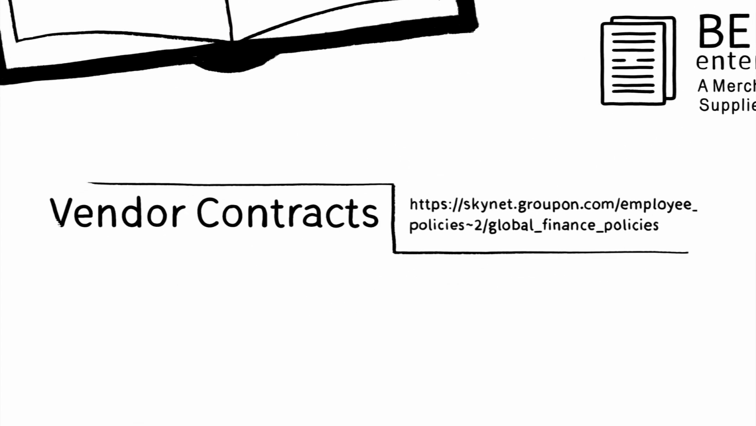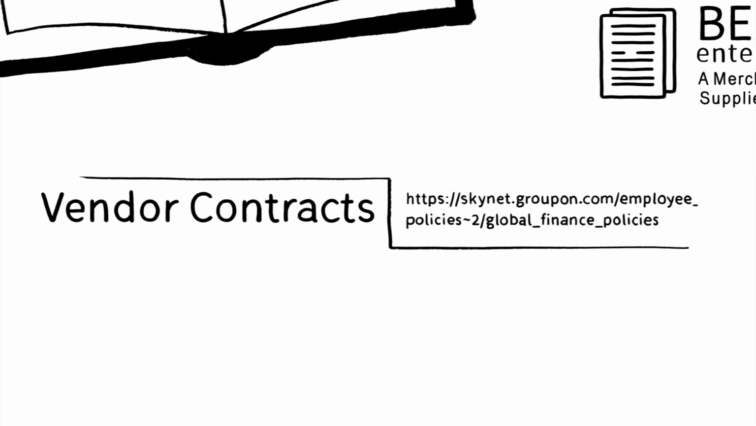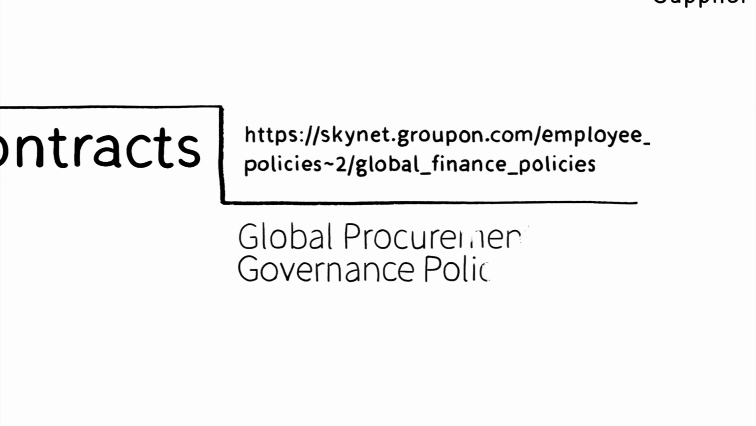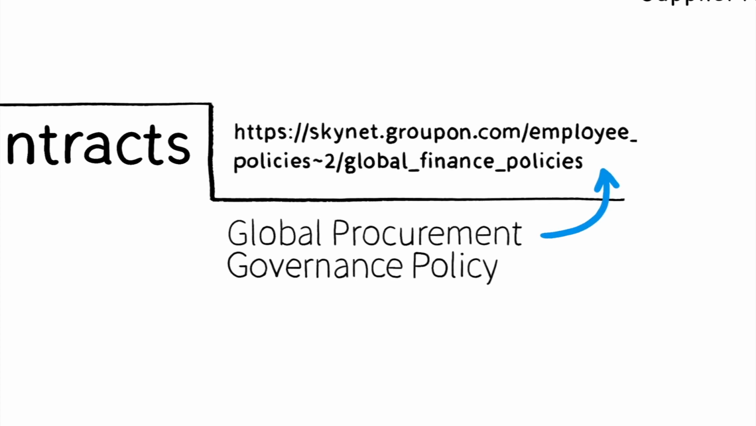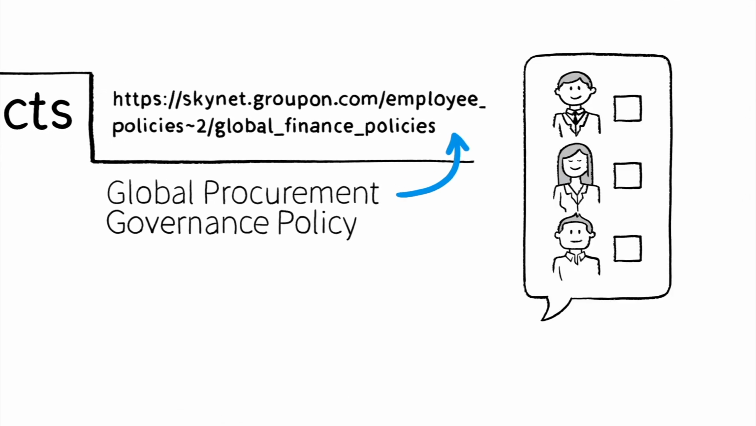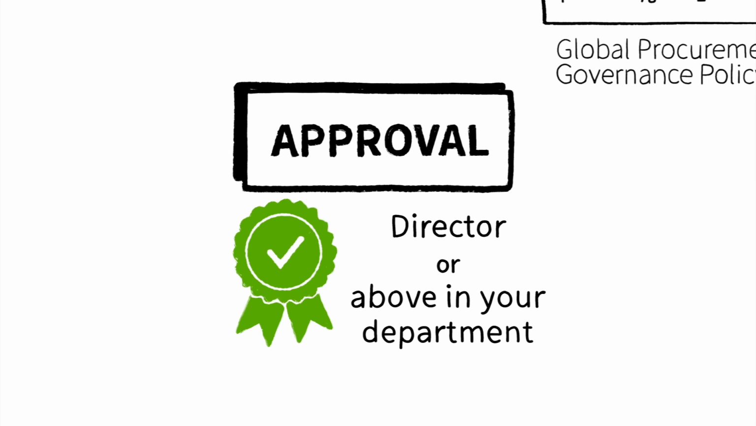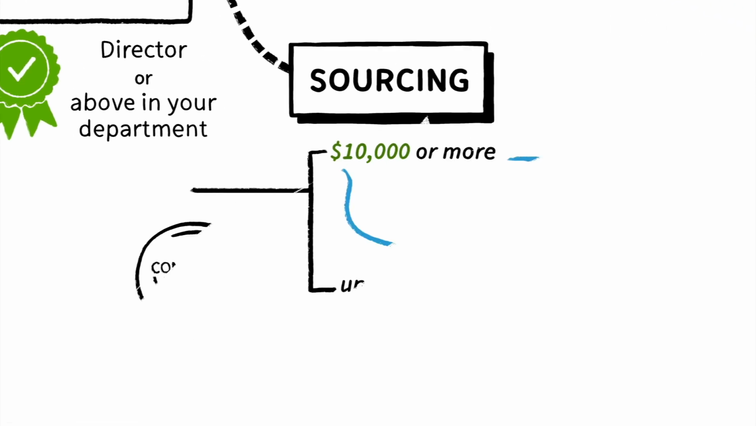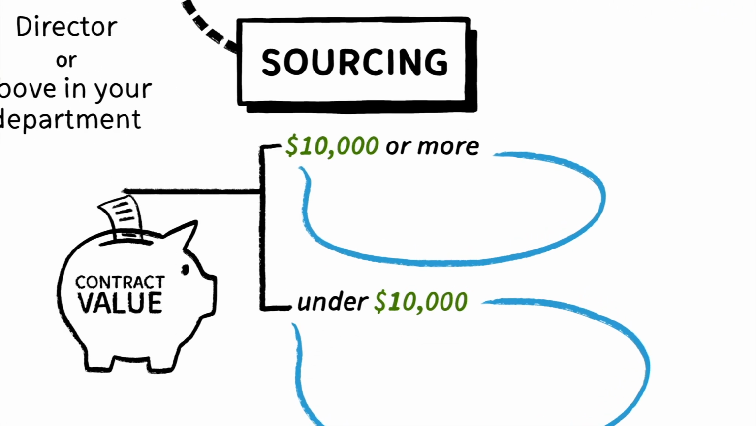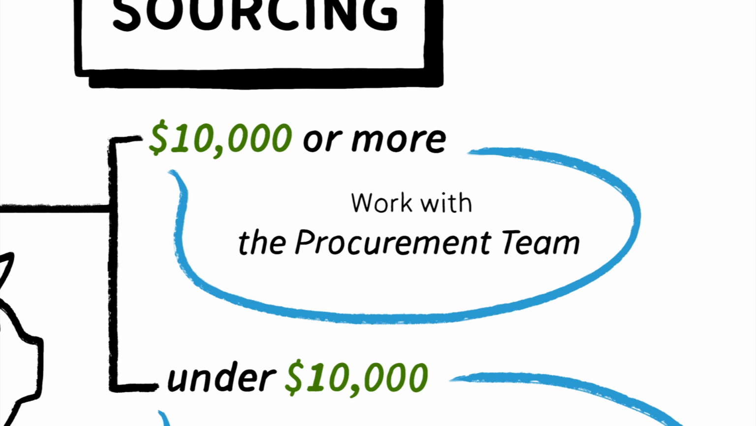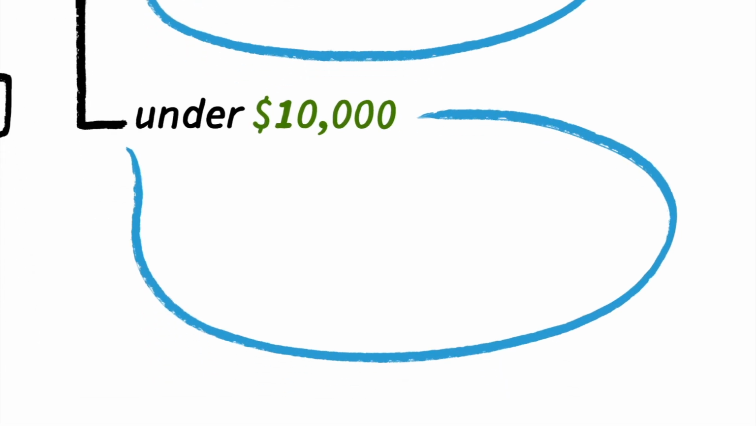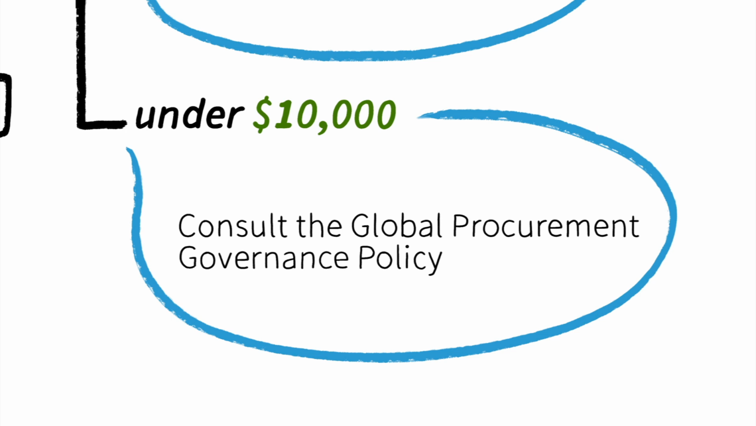For vendor contracts, please follow this process, which is also outlined in the Global Procurement Governance Policy. You must complete all applicable steps of this process and obtain all necessary approvals before entering into a vendor contract. Get approval for the expense from a department leader. If the total contract value is $10,000 or more, work with the procurement team. If it's under $10,000, consult the Global Procurement Governance Policy.